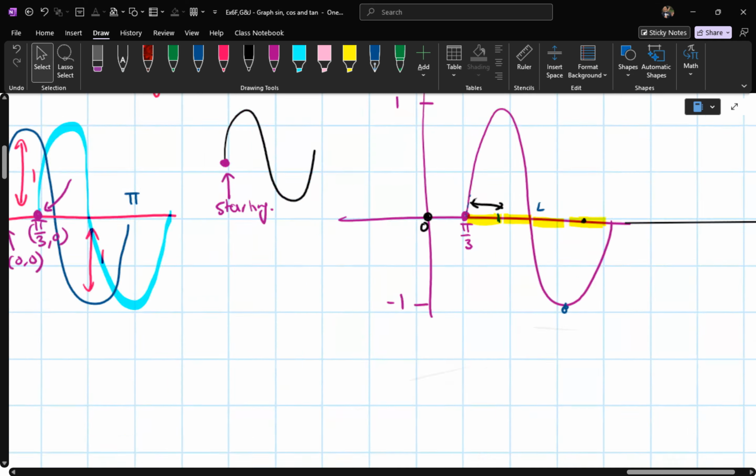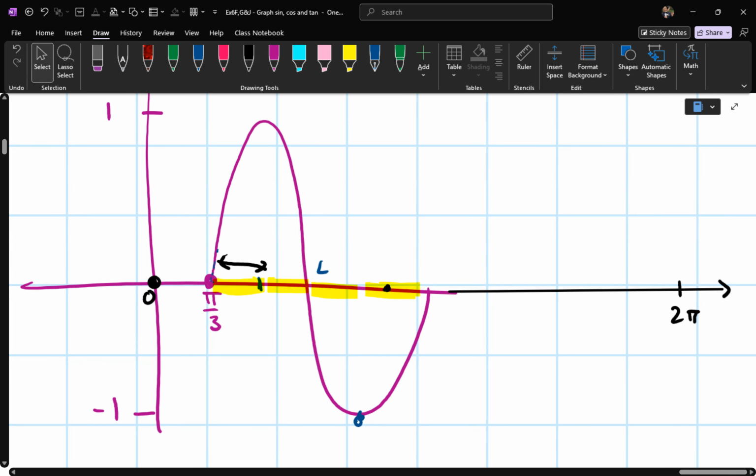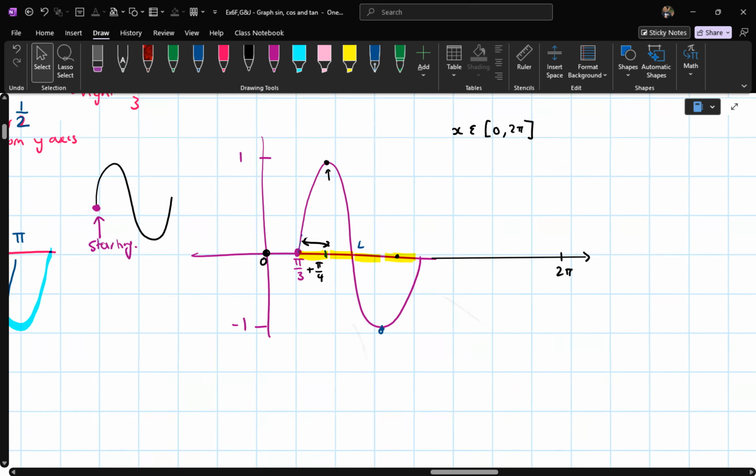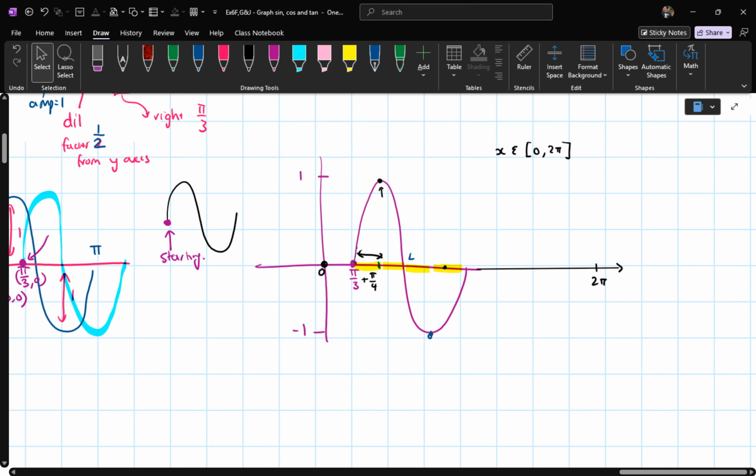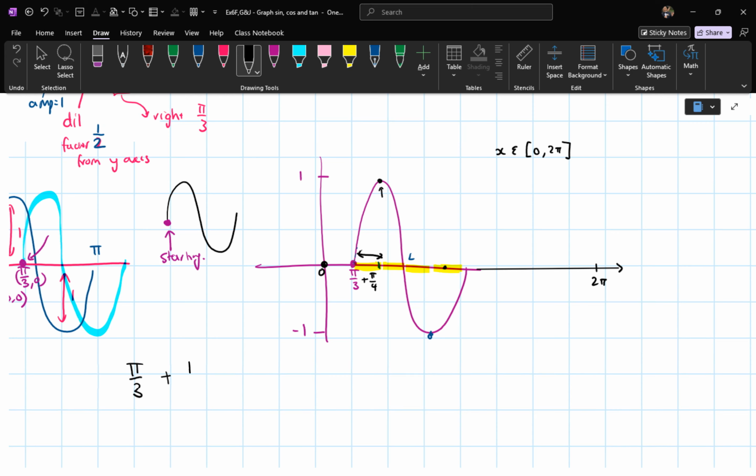All right. So what I know is that in this graph here, if I want to know how long it takes to reach the maximum, it needs to go across by an extra pi on 4. And we can see here that adding pi on 3 and pi on 4 doesn't make it easy because the denominators are different. So I'm going to change them to the lowest common denominator. So pi on 3 plus pi on 4, I know the lowest common multiple is 12. If I change them into 12ths, it makes it easier to count. So pi on 3 is the same thing as 4 pi on 12, and pi on 4 is the same thing as 3 pi on 12.